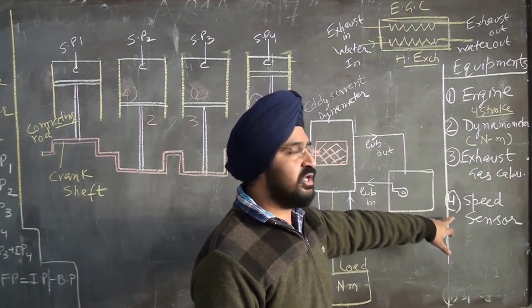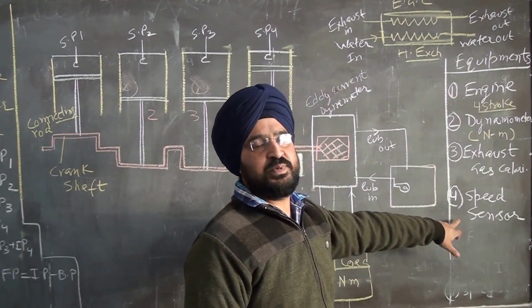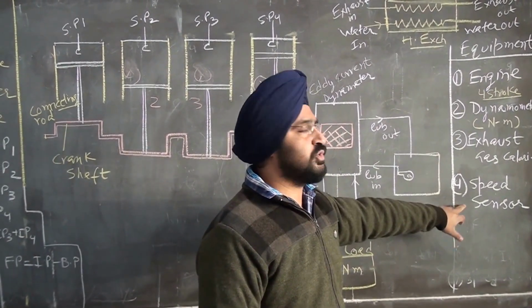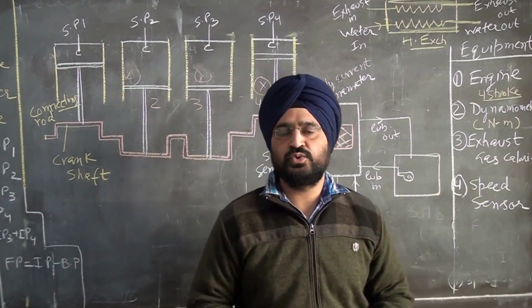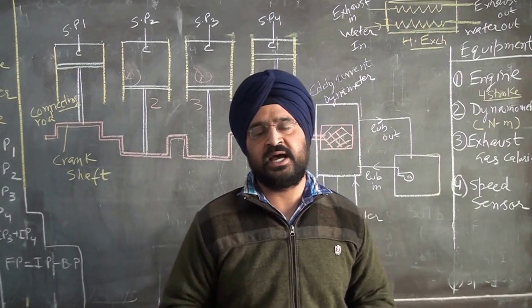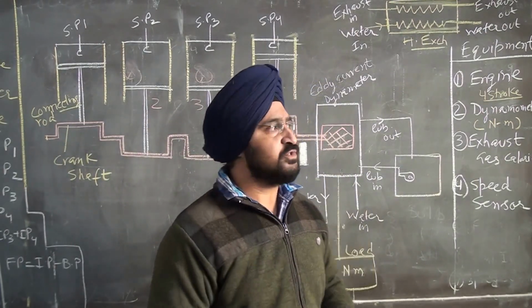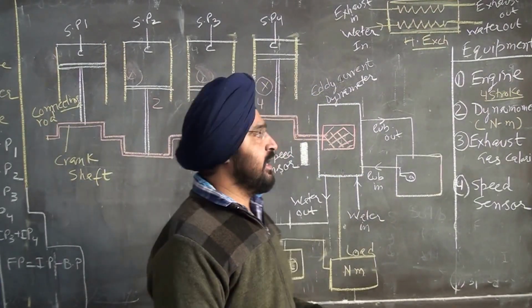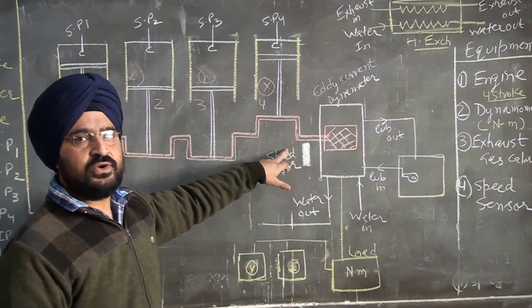So what is the fourth equipment to be used? It is the speed sensor. The speed sensor is used to measure the speed of the shaft. It is employed in the circuit on the crankshaft.